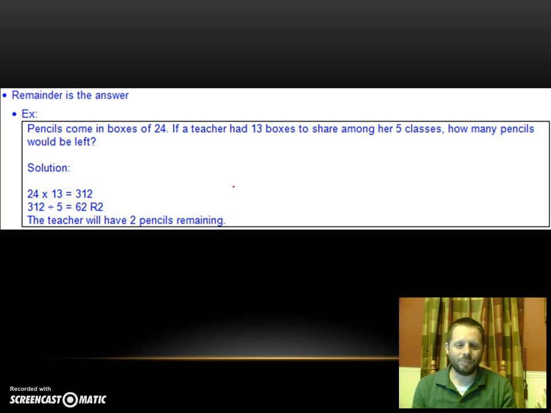When I divide 312 by 5, I get 62 pencils go to each class, with a remainder of 2 leftover pencils. So the question says how many pencils would be left over after you distributed them equally amongst the 5 classes. So in this problem, the answer is the remainder. There would be 2 leftover pencils at the end. Okay, so this one, the remainder is the answer.